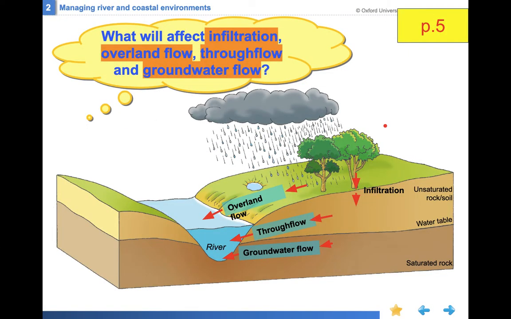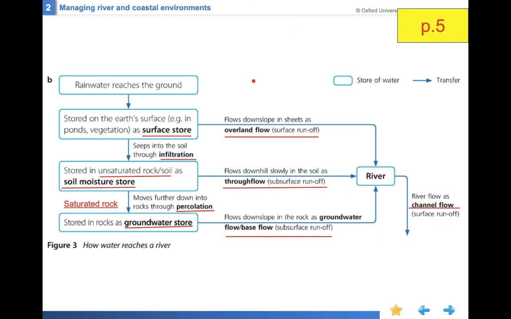Okay, let's continue. So please highlight infiltration, overland flow, through flow, and groundwater flow on page 5. At the bottom of page 5, there is a clearer flowchart showing you all the relationships of the diagram on the top of page 5. So here, let me go through it with you as well.